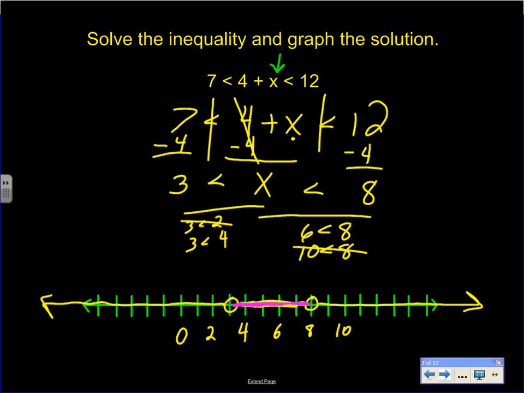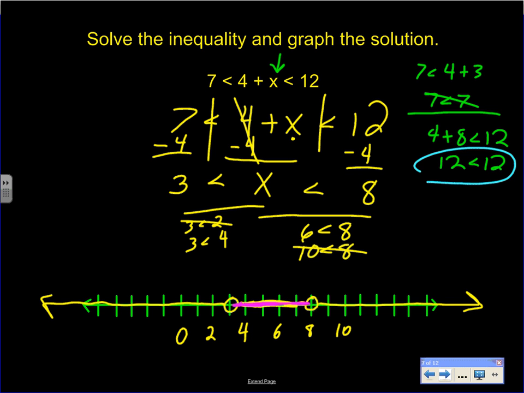Do we know why 3 and 8 is not part of the solution? If we use 3, 7 is less than 4 plus 3. 7 is less than 7? Nope. 7 is not less than 7. Not true. If we use 8, 4 plus 8 is less than 12. 4 plus 8 is 12, which is less than... No, it's not. Cannot be that. And that's the reason why 3 and 8 have open circles, because that's not true.